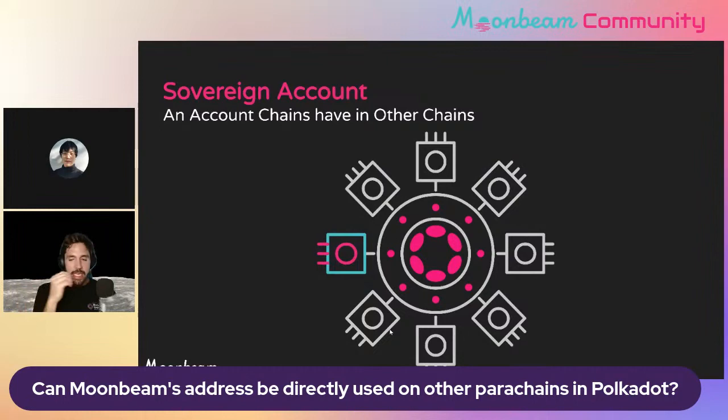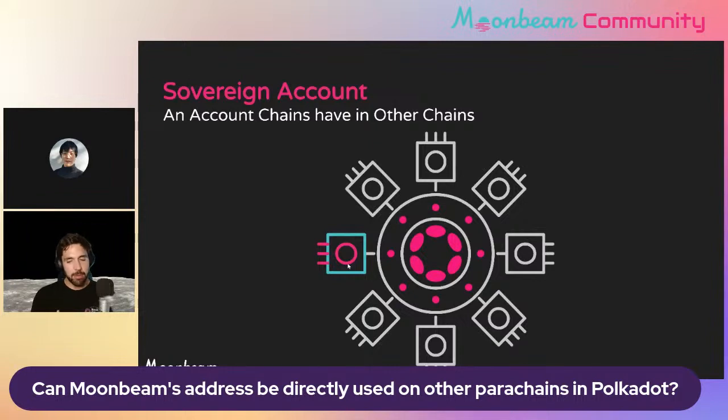But using XCM, and there was just a standard released on Polkadot with the next upgrade that is going to happen soon, it will be possible to have a standard so that my private key on Moonbeam can control an address on any other parachain. Even though it's not going to be the same address as on Moonbeam, for example, let's say I have an account on Acala, I will be able to control an account on that parachain via XCM on Moonbeam.